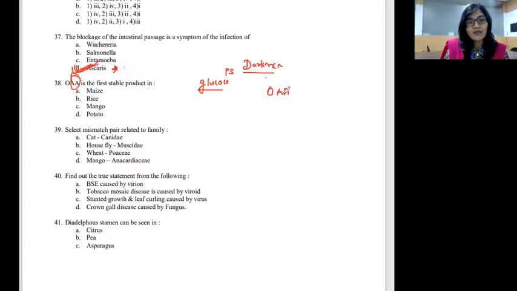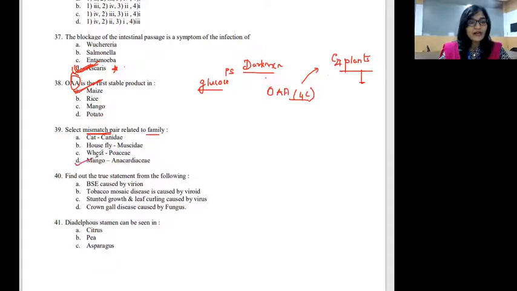First, you have to remember it is the first stable compound. How many carbons does it make up? 4 carbon. It's a 4 carbon compound, so it is a C4 pathway. Now you have to find out what the C4 plants are. C4 plants, you have to remember, it's going to be maize. So the answer is A.